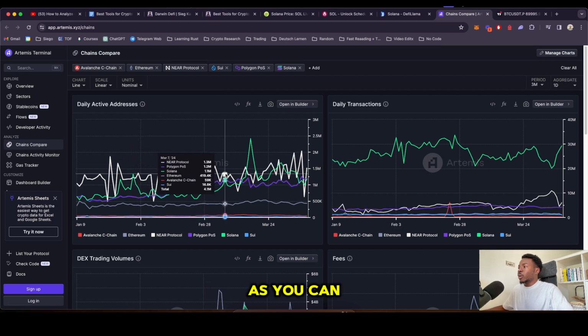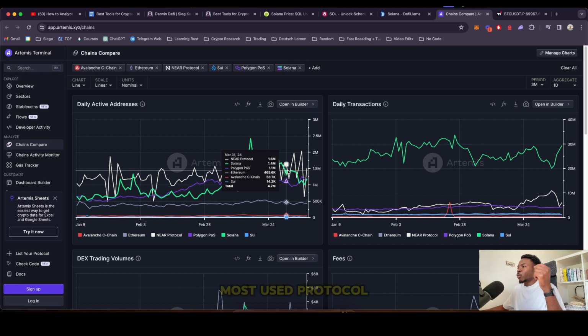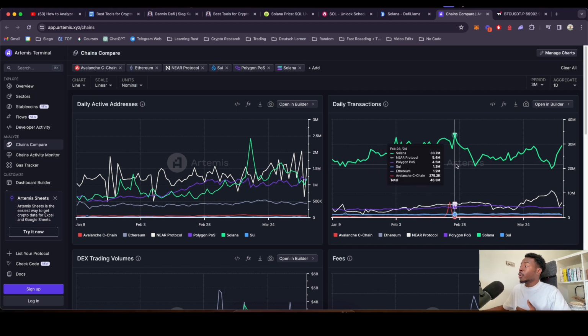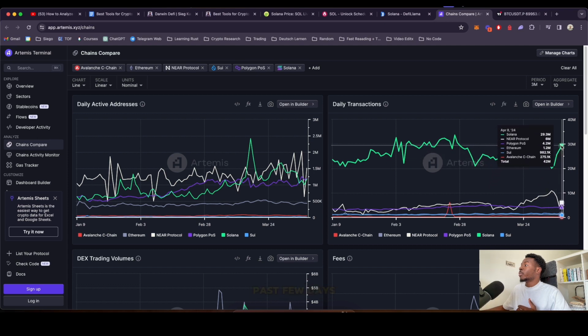included here. As you can see here, Near is the most used protocol right now in terms of daily active addresses. Then Solana comes second, and then Polygon, then Ethereum and Avalanche, and then Sui, according to the data that we have here on Artemis for daily active addresses. If you want to know the daily transactions on the different blockchains, you are going to see that Solana is killing it with almost 30 million transactions yesterday, right?